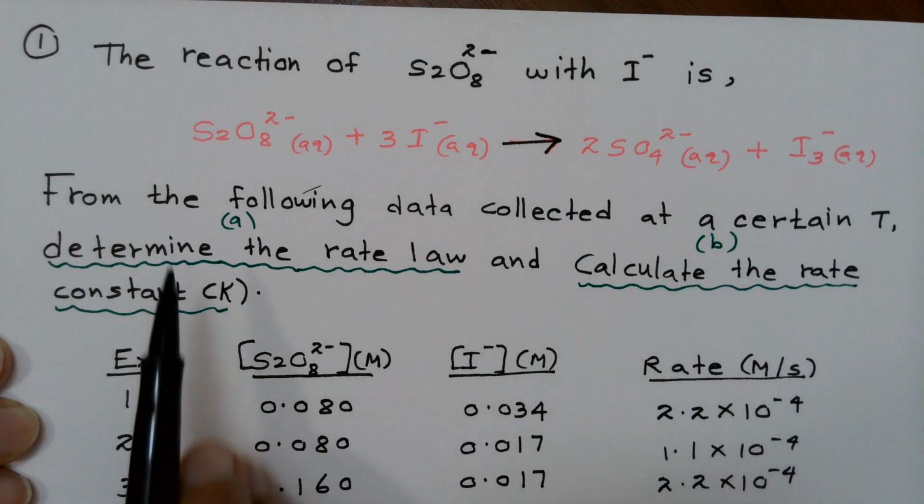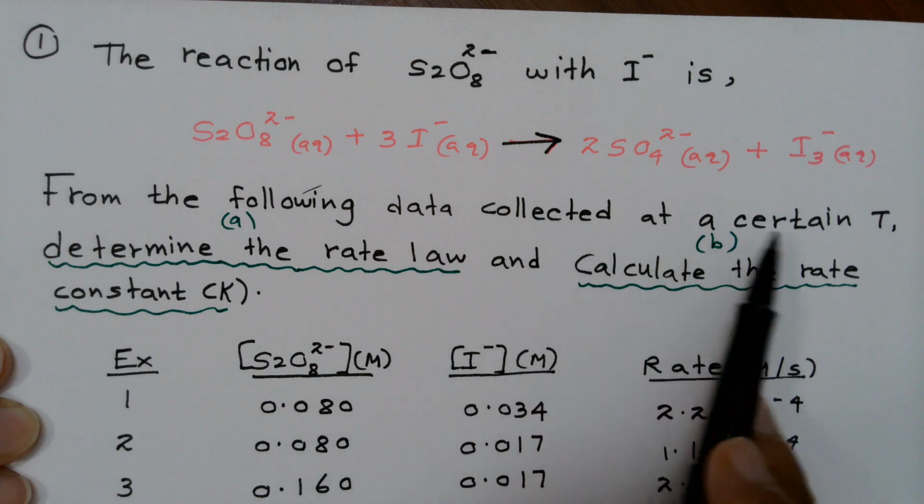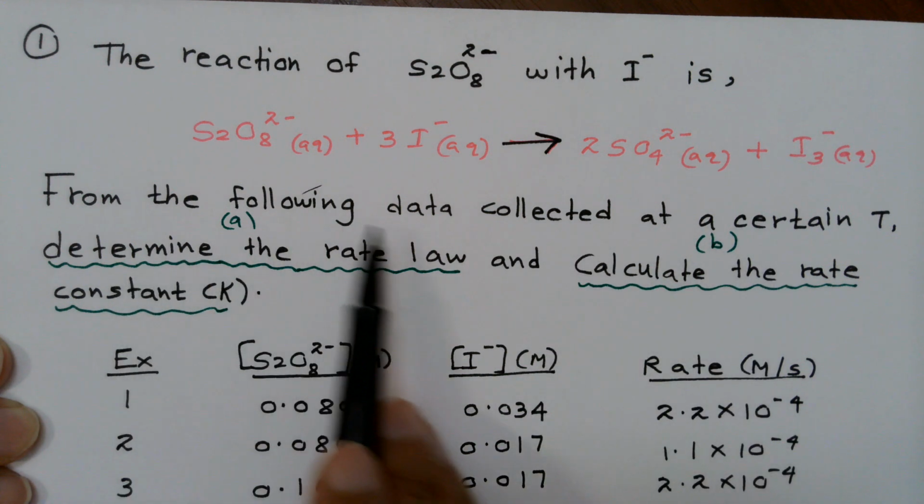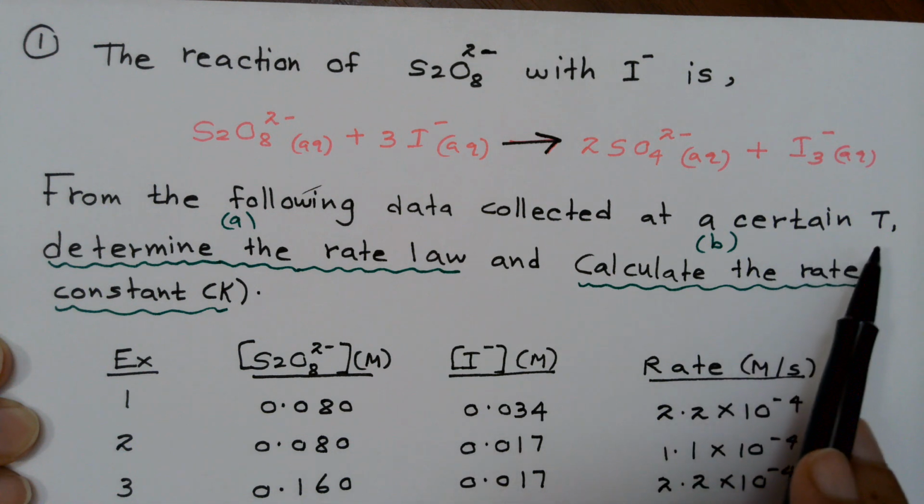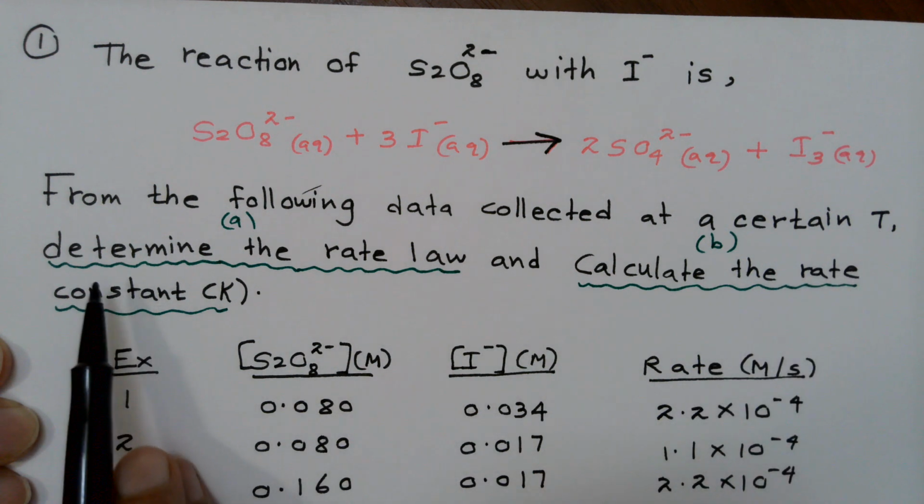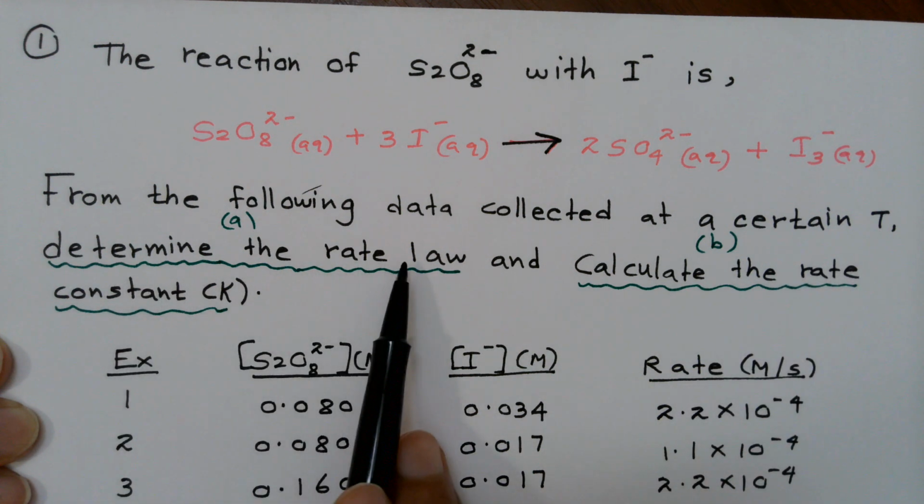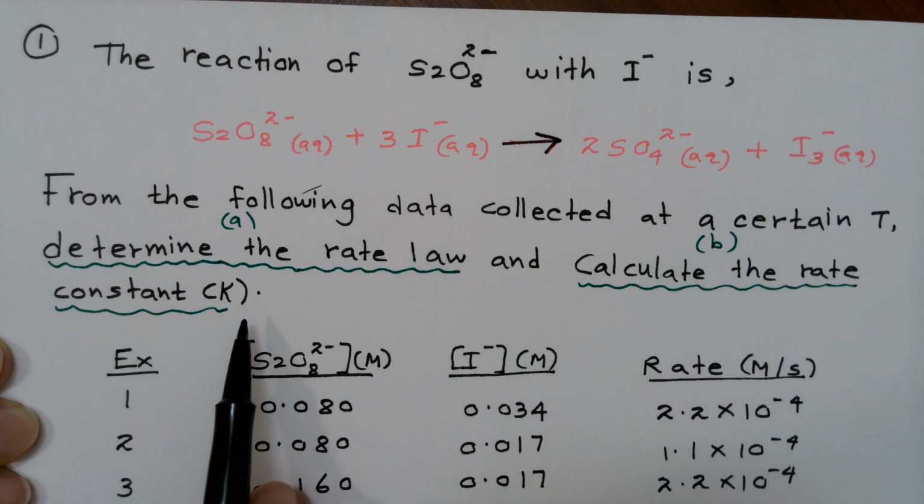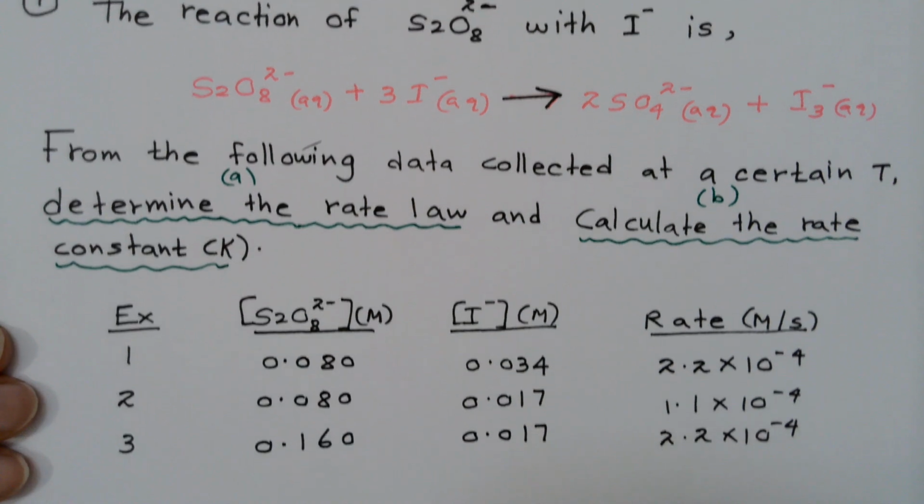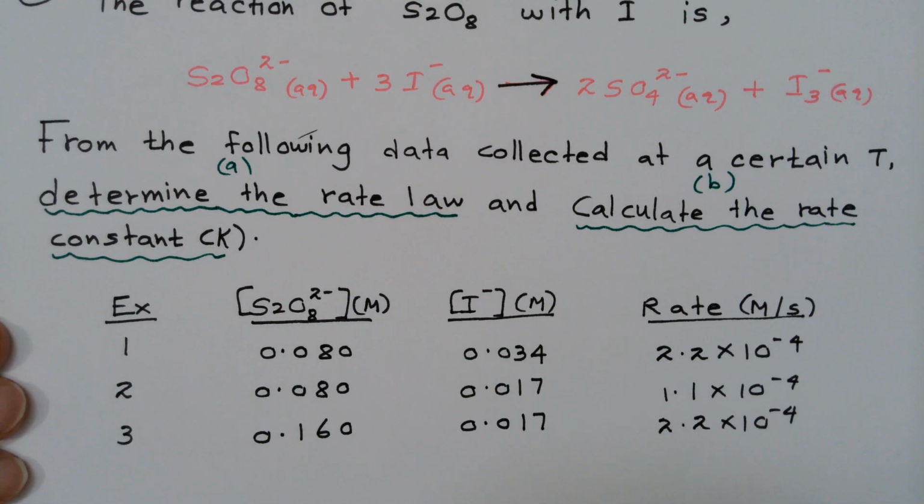Now the question is, from the following data collected at a certain temperature. So this data set is collected by experiment at a certain temperature, T is temperature. You have to determine the rate law first, and part 2 is to calculate the rate constant K. Now these are the values given. So based on these values, let's calculate the rate law and the rate constant.